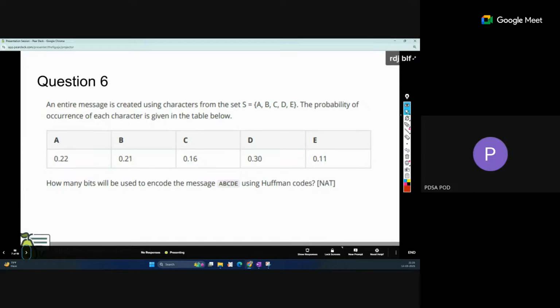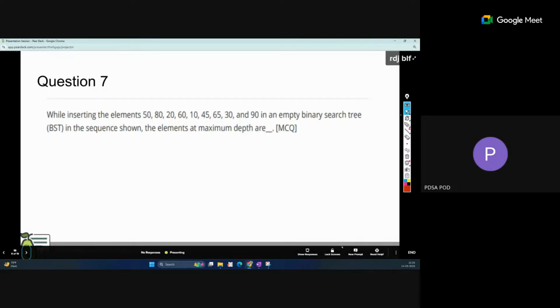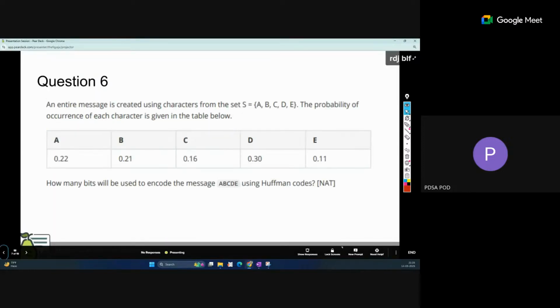Okay, so this is Huffman code. Same thing, I think you can solve this. What will we get?